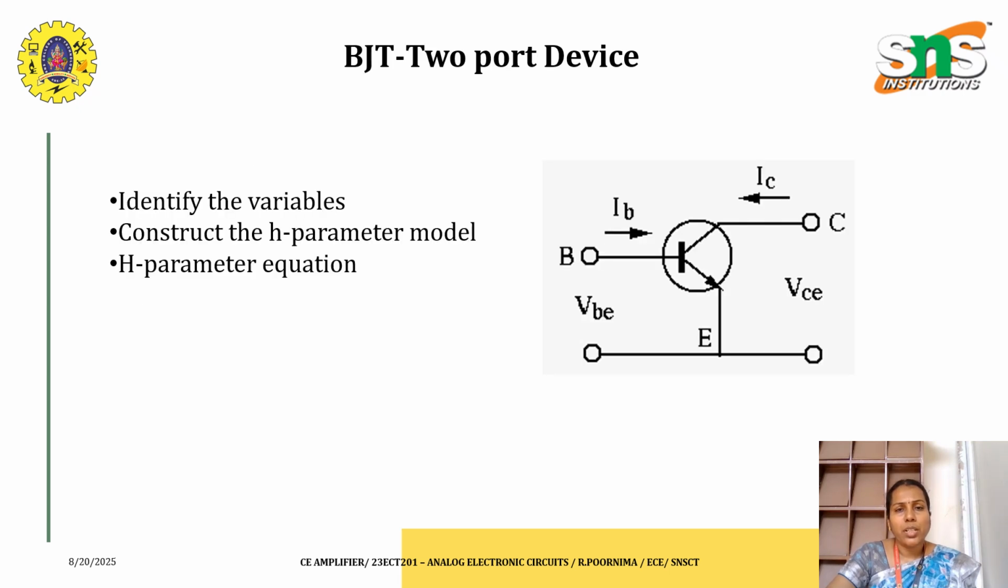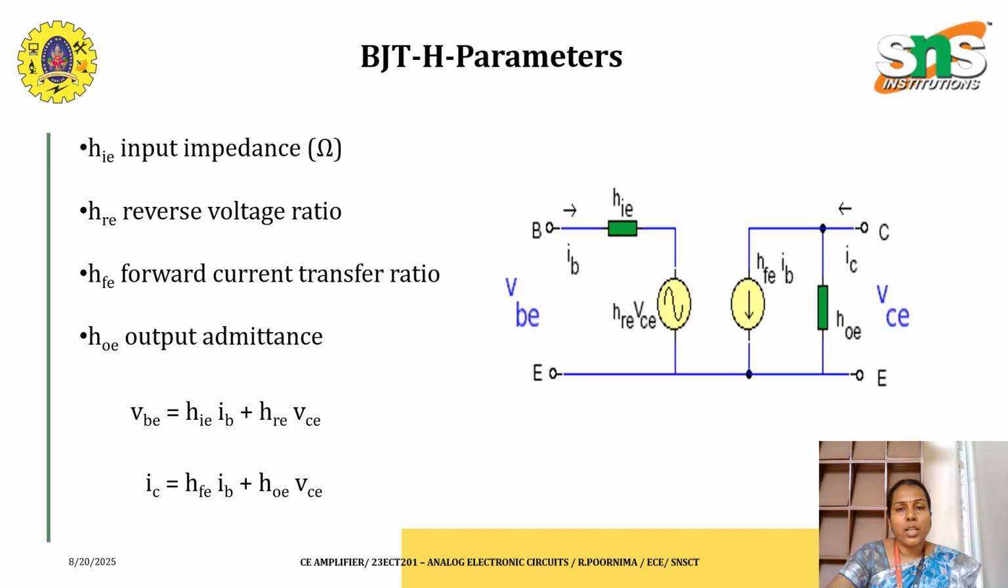For a BJT, it is a two-port device. By applying the H parameter values, we can get the H parameter equivalent circuit. Here base is the input terminal, collector is the output terminal and emitter is common. For this circuit, we are going to draw the H parameter model. Here HIE is the input impedance connected to the base, HRE is the reverse voltage ratio, HFE is the forward current transfer ratio, and HOE is the output admittance.